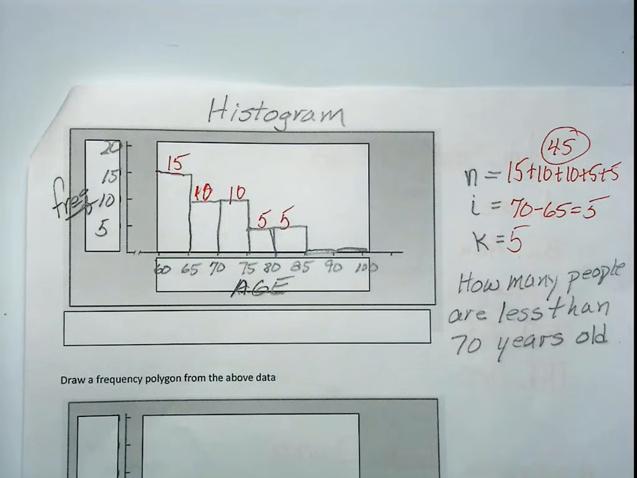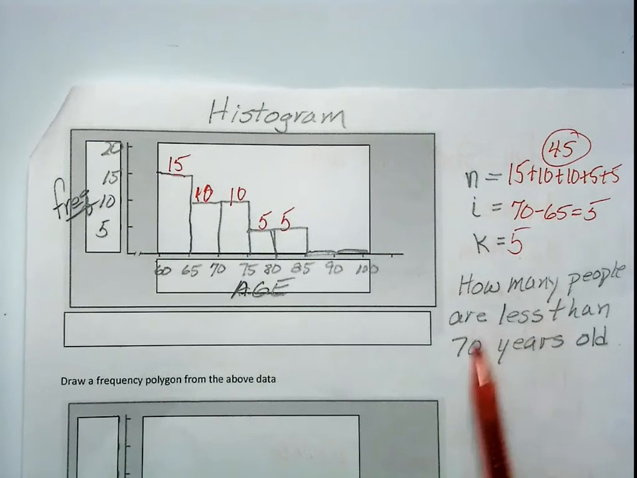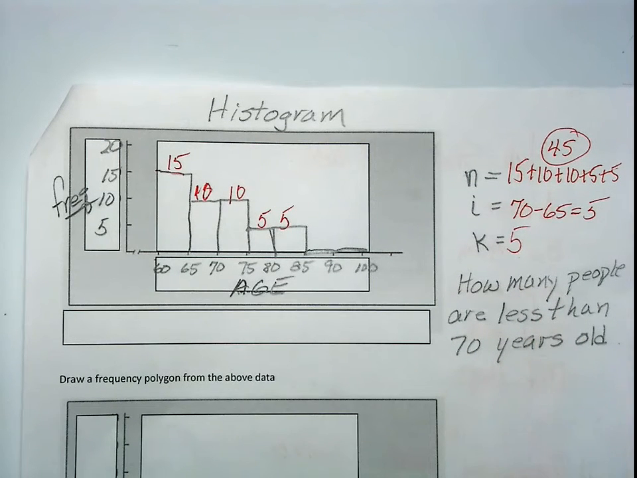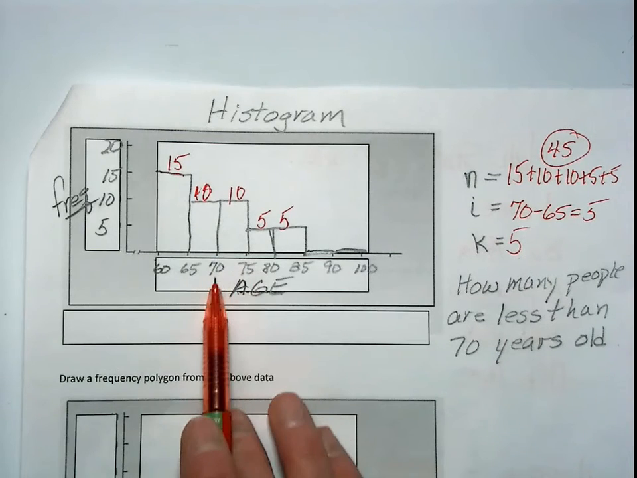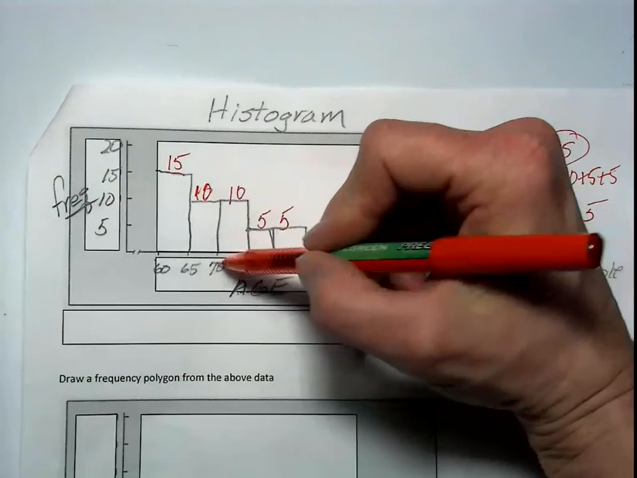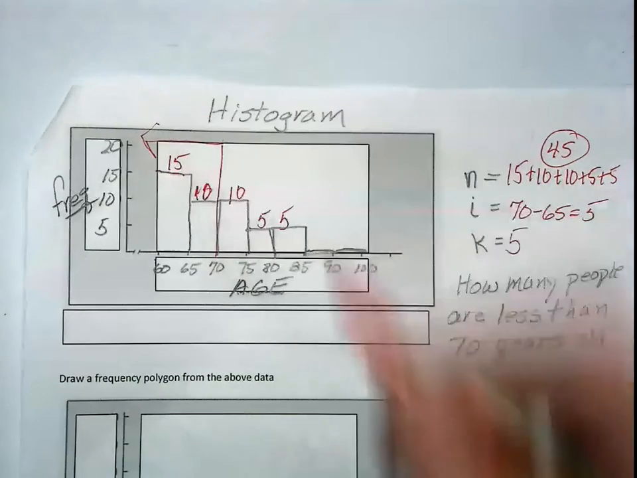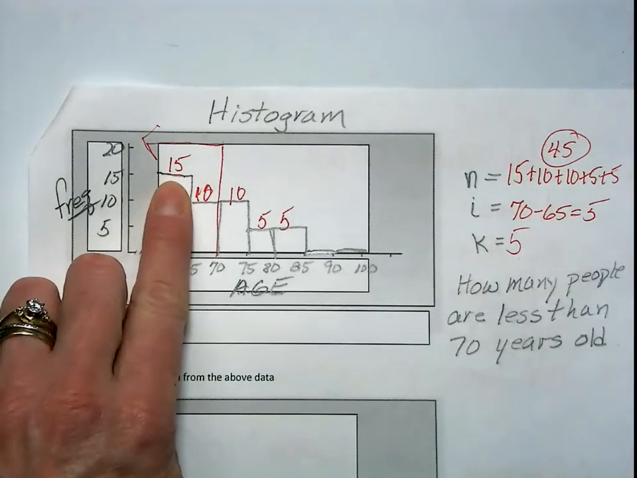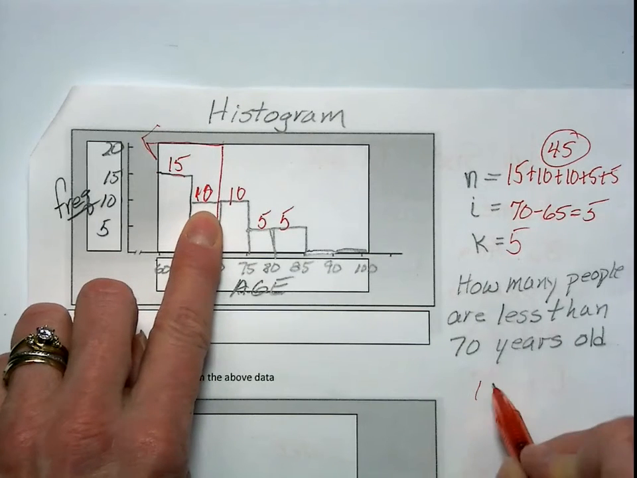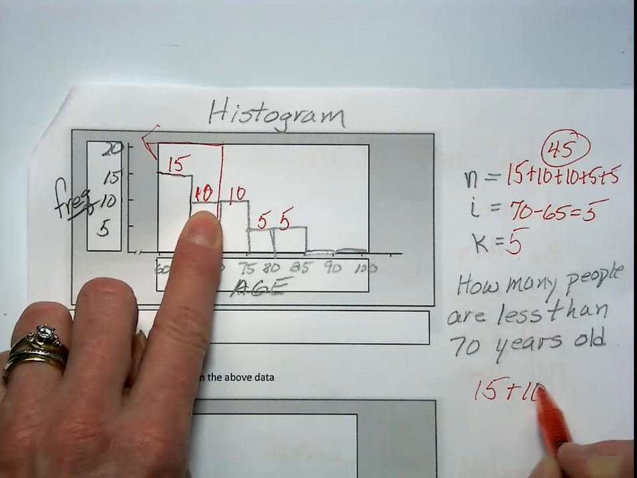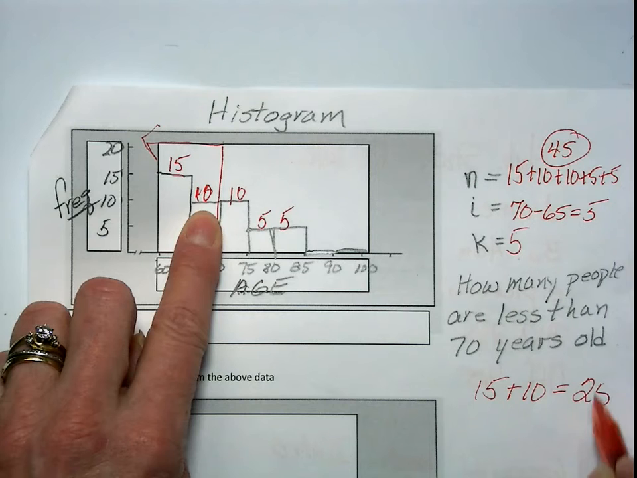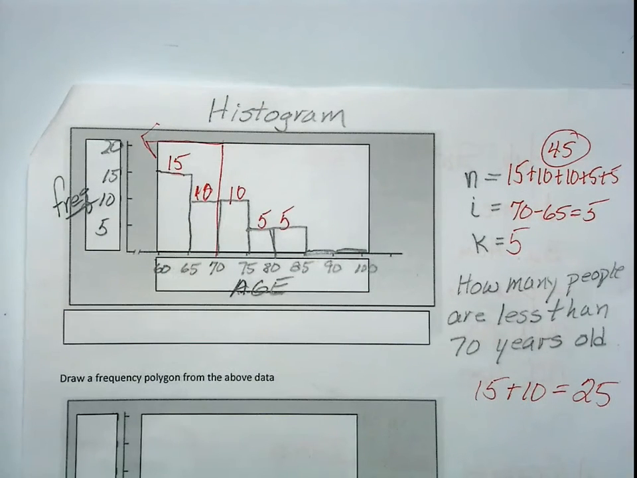Also from a histogram, you can answer many questions. One question I have here is, how many people are less than 70 years old? Well, if we look at our data point 70, we want to know how many people are less than 70 years old. All we have to do is add 15 plus 10, or 25 people in our sample are younger than 70 years old.